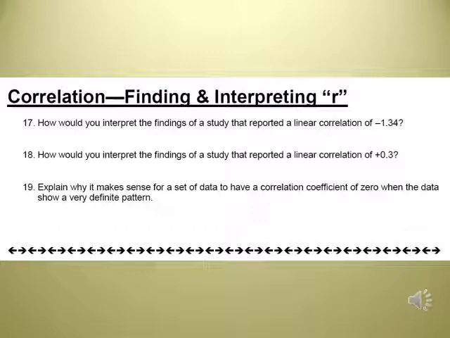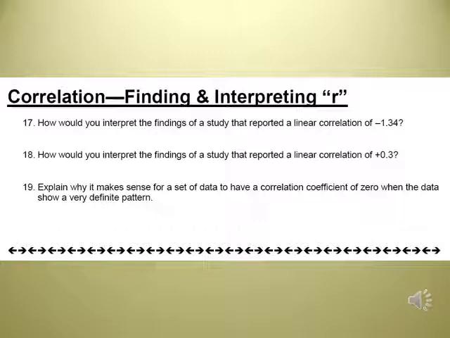The second one says, well, what if you got a linear correlation of positive 0.3? I would say it's a pretty weak positive correlation. It is a positive correlation, but it's not really all that strong. There's a relationship, but there's probably more difference than there is a good relationship between your variables. And the last one there says, explain how you could have a correlation coefficient of 0 when the data shows a definite pattern.